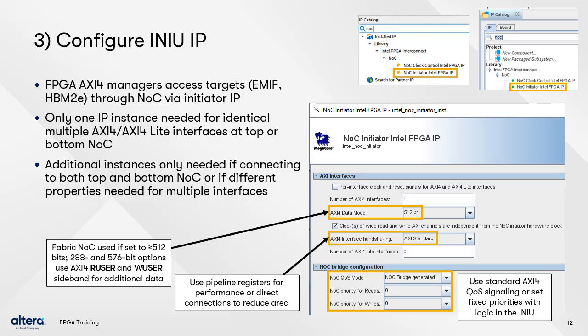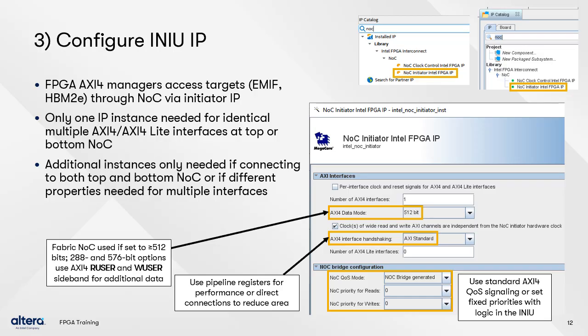Specify the number of AXI4 and/or AXI4 Lite INIUs to implement with this instance of the IP, and whether they should share a common clock and reset, or if they should all be independently controlled. Set the AXI4 data mode option to a value greater than or equal to 512 bits to enable the fabric NoC for the INIUs defined in this instance of the IP. You can also set data modes of 288 and 576 bits and use the AXI4 user sideband signals, R-user and W-user, for transmitting additional data.